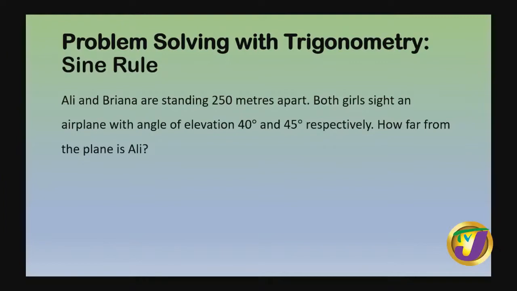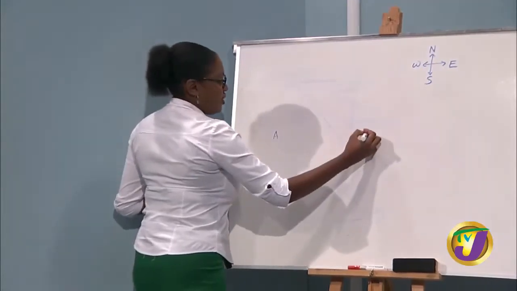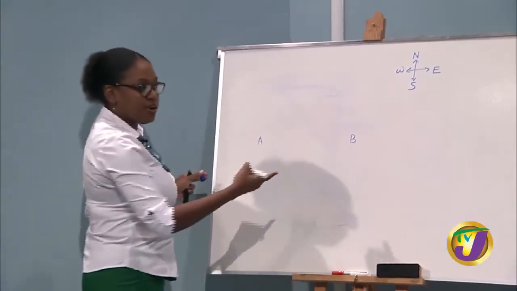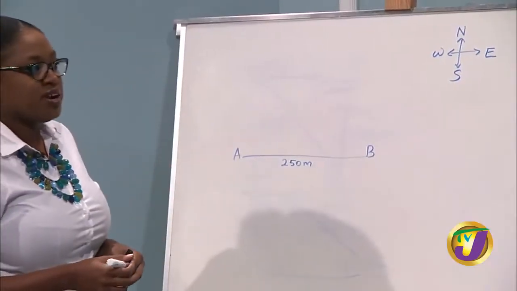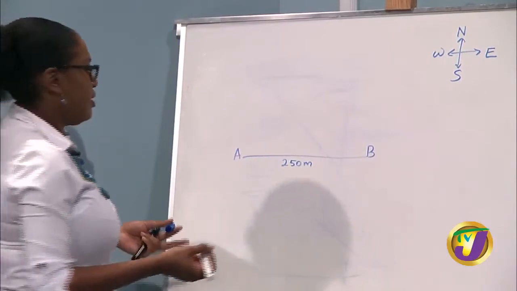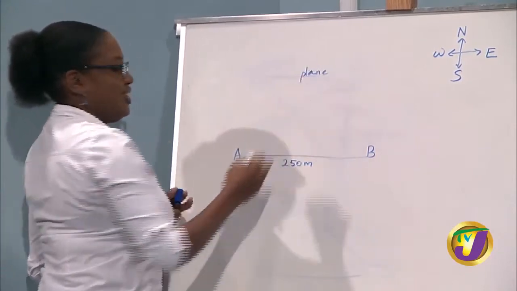So we can sketch quickly. I'm going to do a quick sketch. I'll write A and B for Ali and Brianna, standing 250 meters apart, looking at a plane. I'm just going to write plane. I'm not going to attempt to draw it.